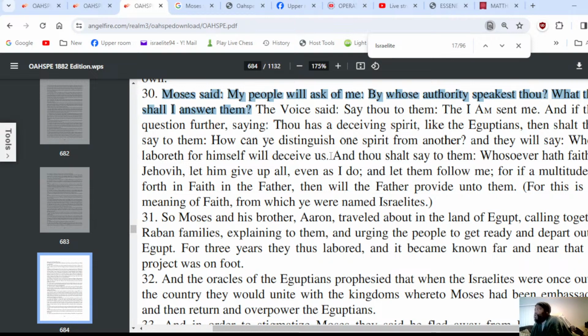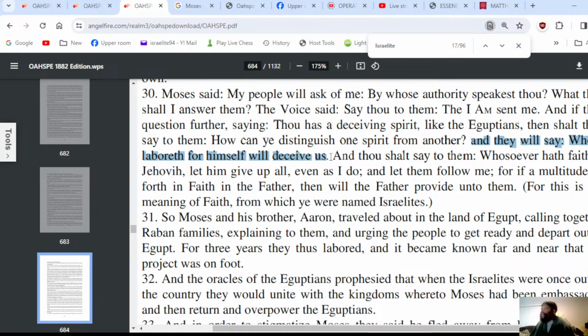It says, and thou shalt say to them, or let me go back up. It says, and they will say, whosoever laboreth for himself will deceive us. And now I like that because that's true. The OAHSPE, the account of Moses speaking to the angel, is really something else. There are things you have to be able to see spiritually. When you read the OAHSPE, if you don't have a certain degree of common sense, it's going to be hard on you.